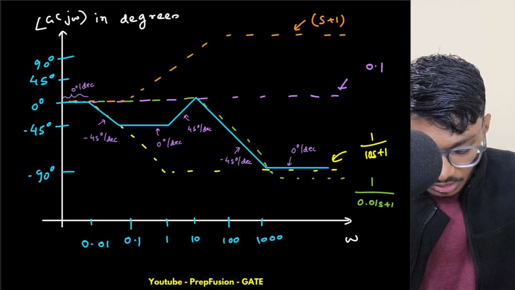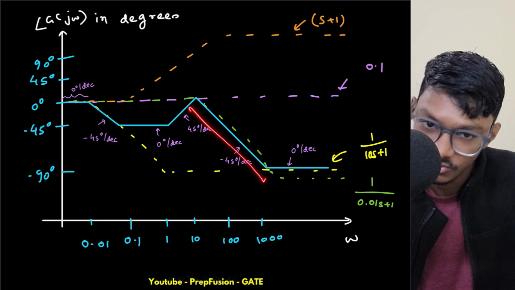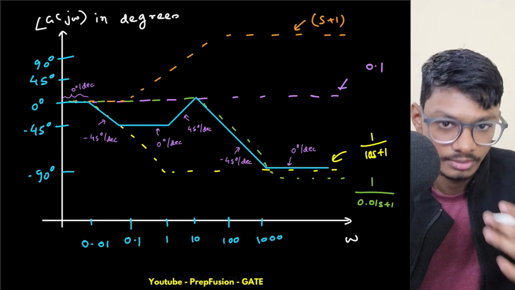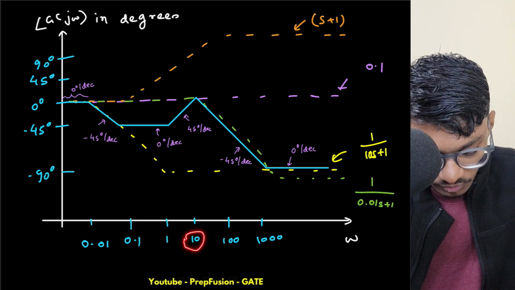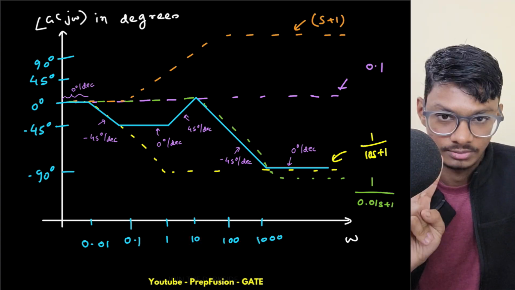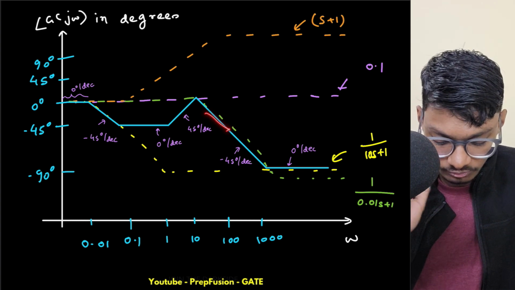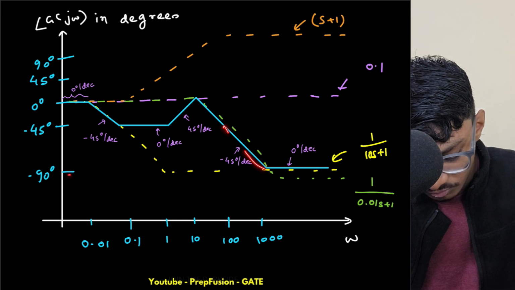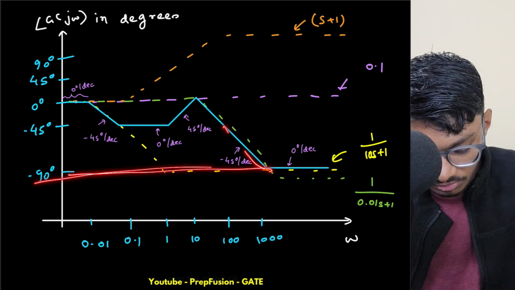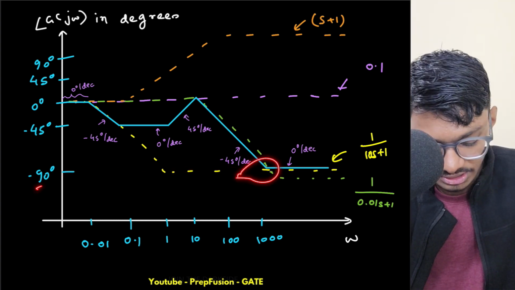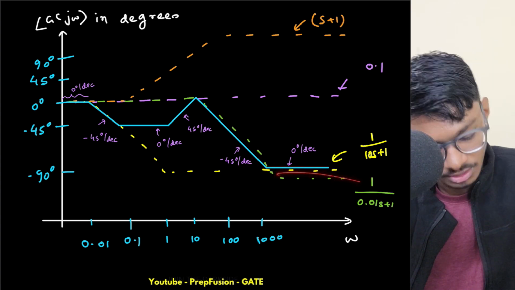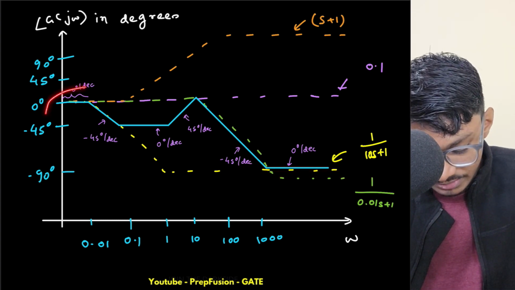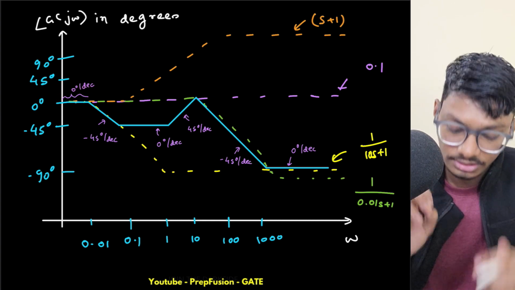So this is symmetric. Now what is happening after this? My slope is minus 45 degree per decade, and how many decades am I moving? I am moving 1 decade and then another decade, so 2 decades. If I move down by 45 degrees in 1 decade, I reach here. Then in another decade I move down by another 45 degrees. So overall I will reach minus 90, and then obviously it will go constant. This is basically what the Bode phase plot would look like.